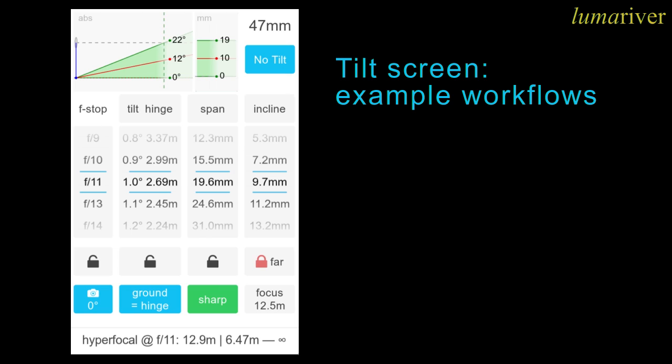Tilt decides the hinge distance, and in the typical wide-angle shot you set it to the same as the ground distance. F-stop decides the wedge span, so you set that to cover the tallest object in the scene from base to top. Let's go through a basic example.